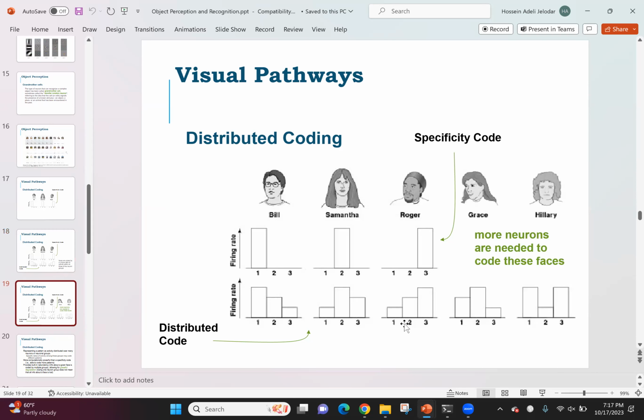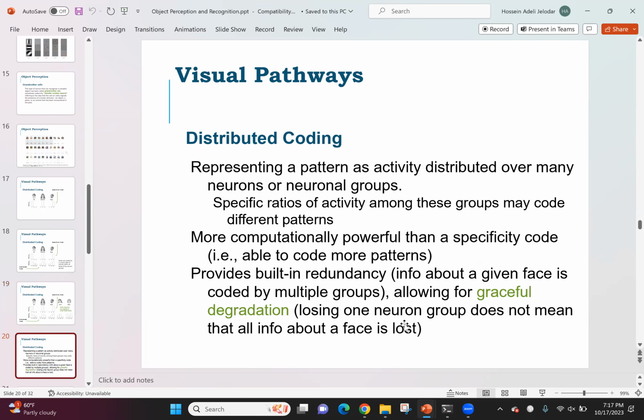Those are the 2 good things about distributed code versus the specificity code. One, if you need to represent more people, you would need more cells in a specificity code. You need more grandmother cells that are only active for them and nothing else. On the other hand, when you lose a cell, you have a much more graceful degradation of memory and abilities with a distributed code than with a specificity code.